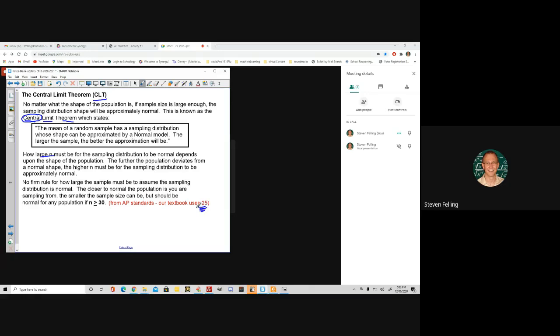Once the sample size gets to 25 or higher, you can assume the shape is normal no matter how crazy the population looked. But the official AP statistics number, set when they redistributed the standards about a year and a half ago, is 30. So the official rule for this class is now 30, regardless of what you see on websites or in the textbook. As long as the sample size is at least 30, you can assume the sampling distribution model shape is normal. Okay.